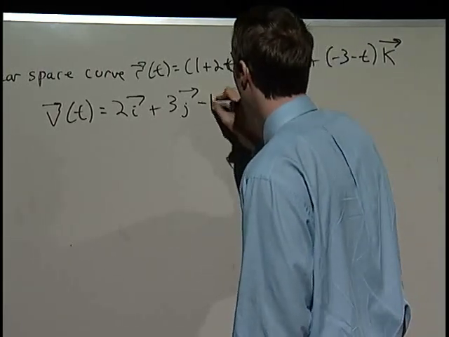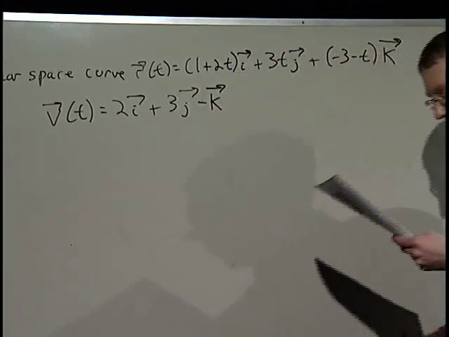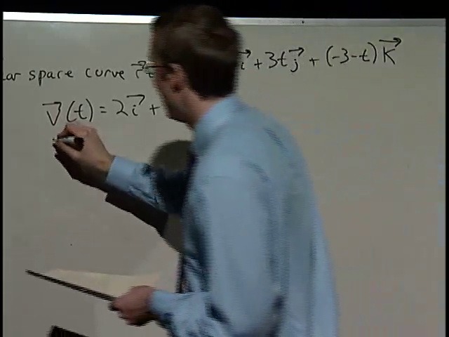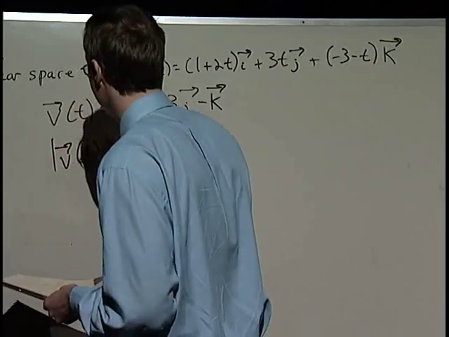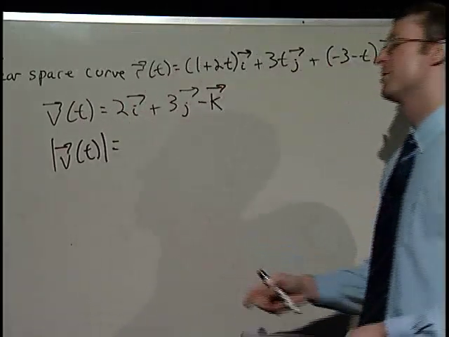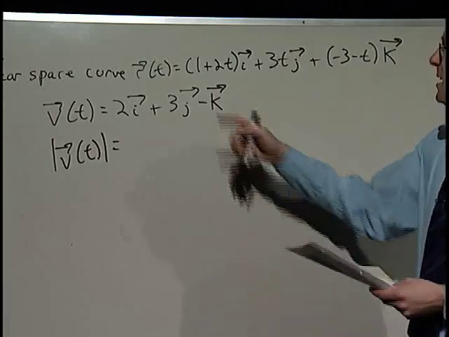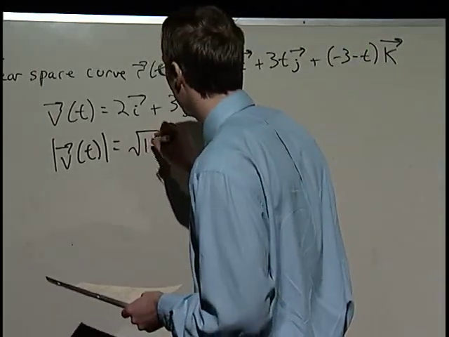Minus 1k, or minus k, like that. What I've got here? Good, yeah. The length of v of t: 2 squared is 4, plus 9 is 13, plus 1 squared is 14, so we got root 14.